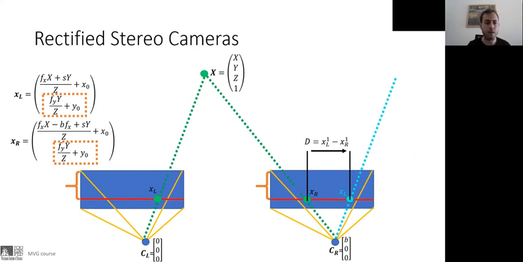And another thing that we can do, we can define the following value, which is called disparity. For convenience, let's show XL on the right image, and then the disparity is just XL minus XR in the X coordinate. That would be the disparity value.